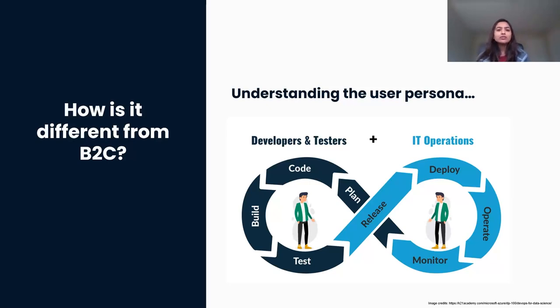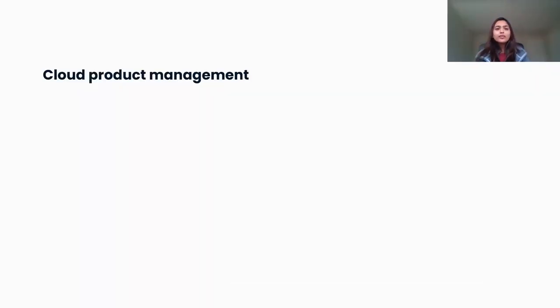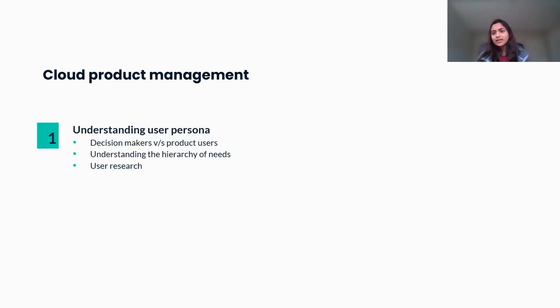So now that you know that user persona is a little bit different from typical business to consumer products, let's see how that changes the product management approach, or how to build products for DevOps. A lot of product management in cloud technology will overlap with business to consumer. So that's good news. However, there are a few areas where you would want to think a little differently. So let me continue with the user persona.